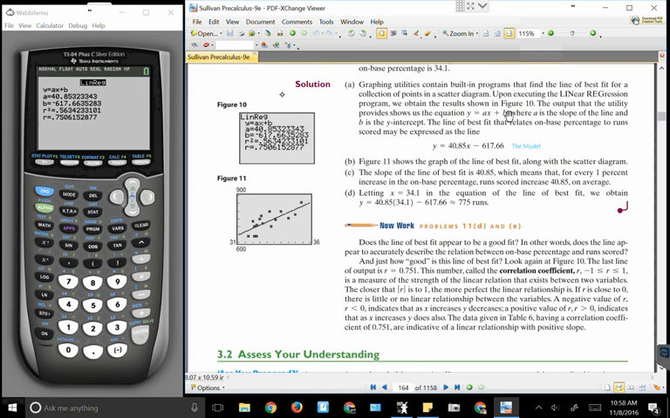So here we go. First thing we're going to do, y is equal to, we're going to put in that equation of 40.85x minus 617.66. Window. Okay? Obviously based upon the data that we've got. Now, the percentages are supposed to be on the x, correct? So I suppose I could put 0 down and I could put to 100. Okay? Would that make sense?